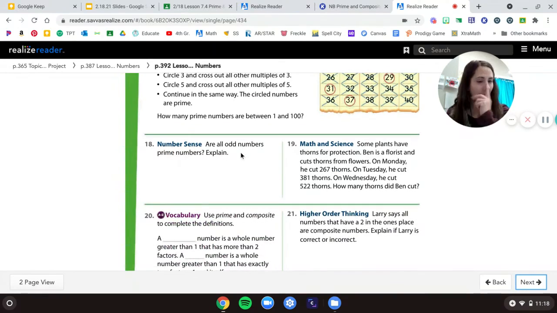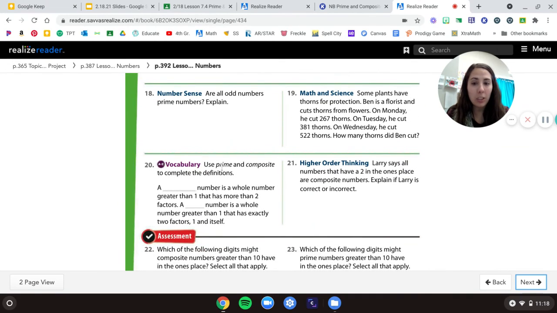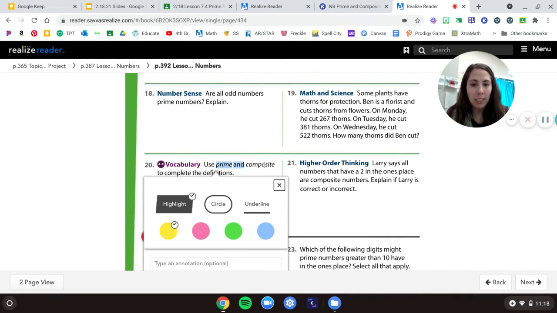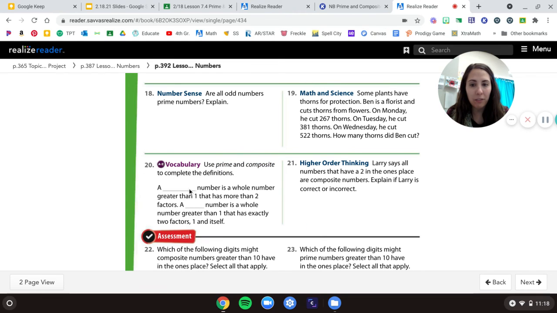18. We talked a lot about this. Think through. Are all odd numbers prime? Are all odds prime? Okay, and then 20, you're going to use your vocab words prime and composite to fill in the blanks. So think back through what each word means. What does prime mean? What does composite mean?